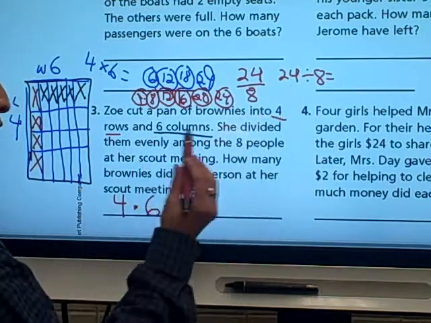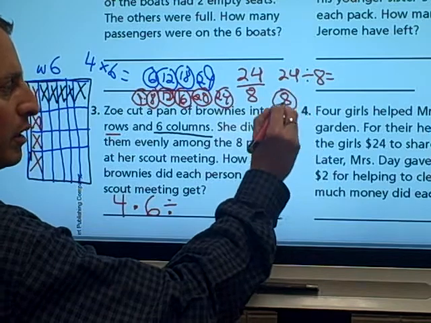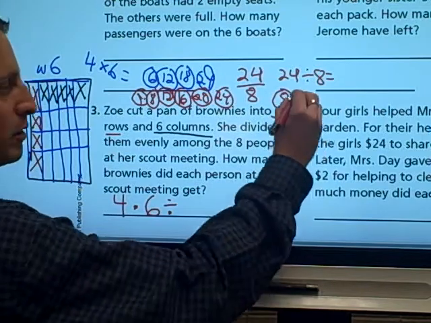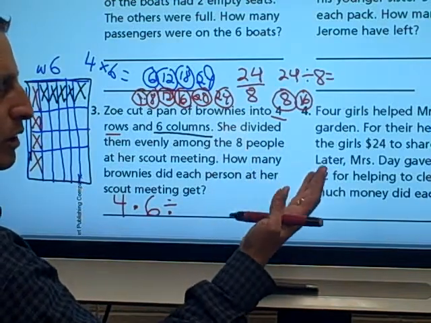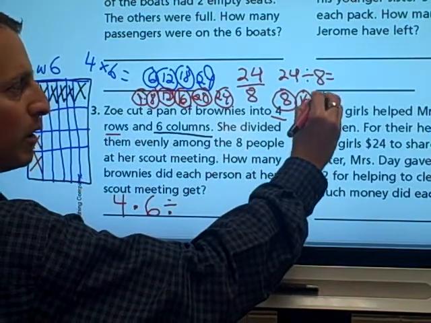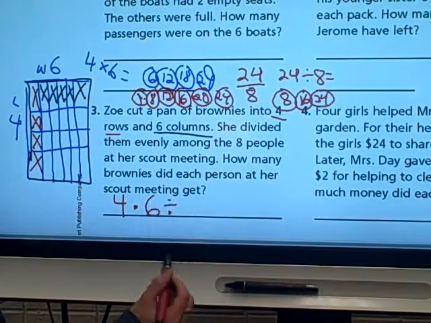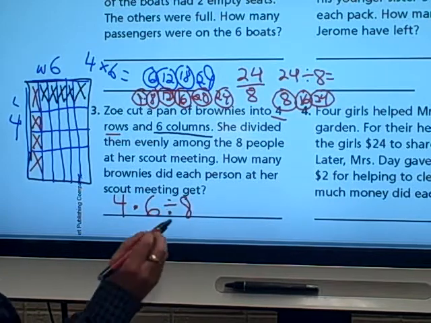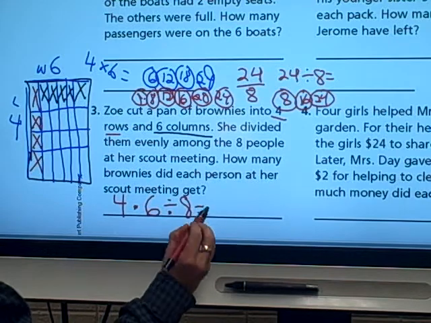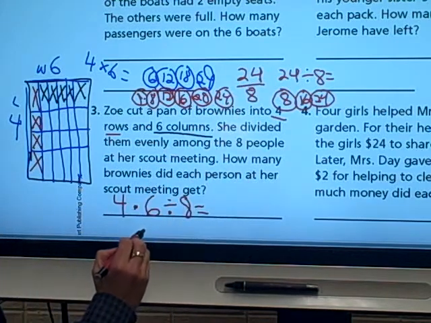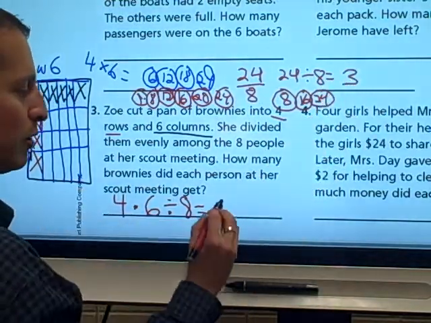Okay, well, I know we're talking about groups of 8 here. I could just use groups of 8. 8 plus 8 is 16. 24. How many groups of 8 is that? 3. Oh my goodness. Okay, so I have my equation: 4 times 6 divided by 8. I got 24 after I did 4 times 6, and then 24 divided by 8 should be 3.